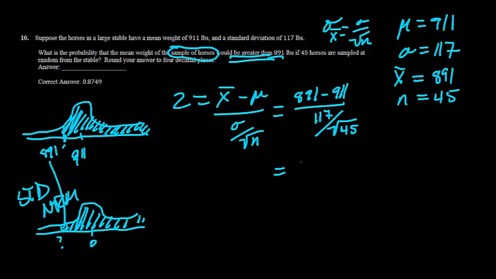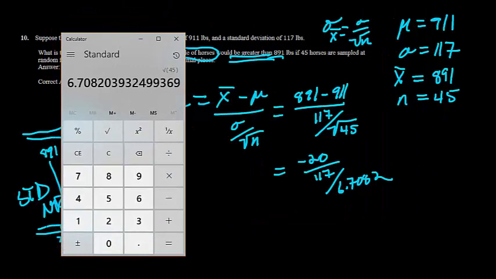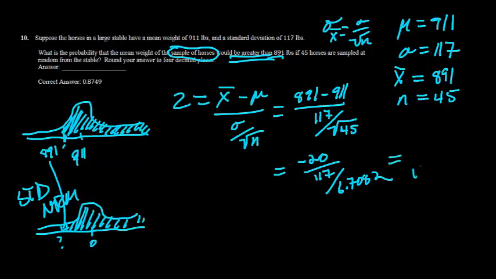So that is equal to negative 20 over 117 divided by 6.708. I'll throw the other one in there as well, 2. Awesome. Where's our calculator? Come back. Okay, so 117 divided by 6.7082 gives me a denominator of 17.4413, and on top of that is my negative 20. That looks much better.